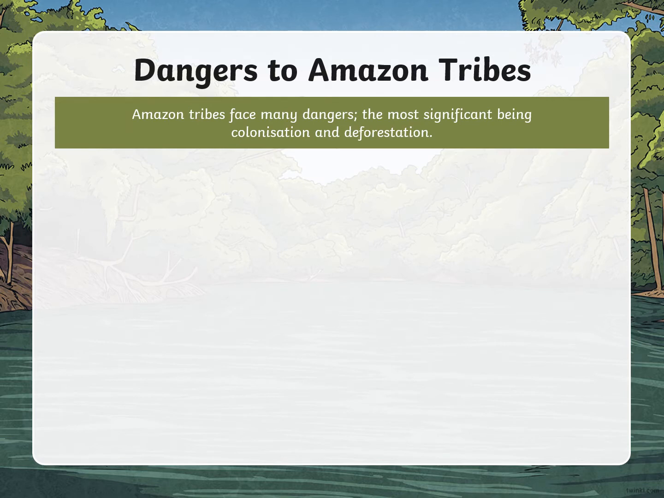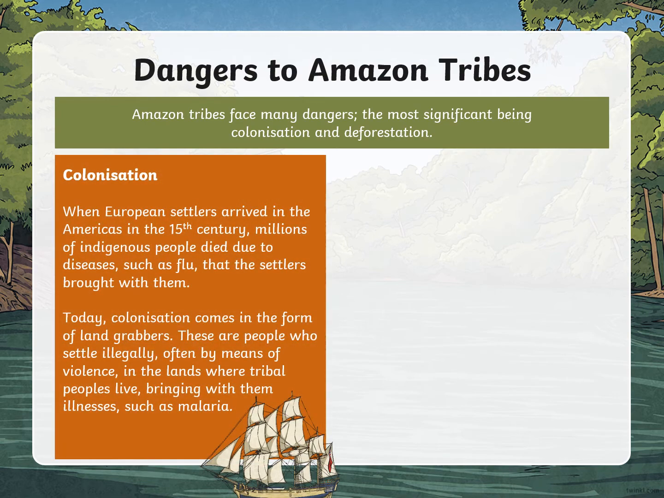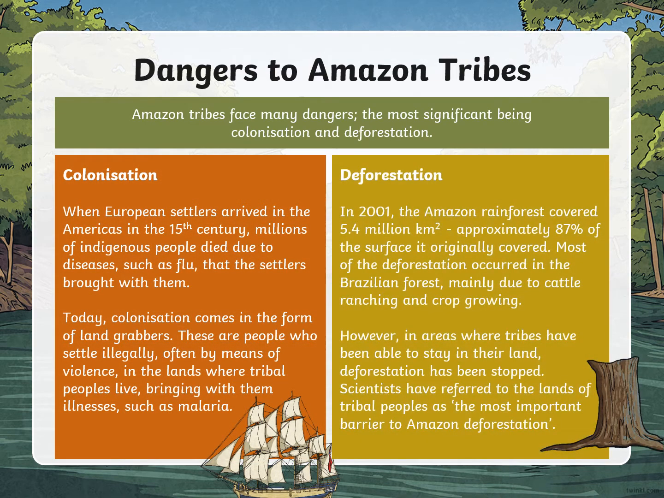So dangers to the Amazon tribes. Now we're going to look at some historic dangers, and we're going to look at some more up-to-date dangers as well. So you can take both of those into consideration with the tasks today. So Amazon tribes face many dangers, the most significant being colonisation and deforestation.